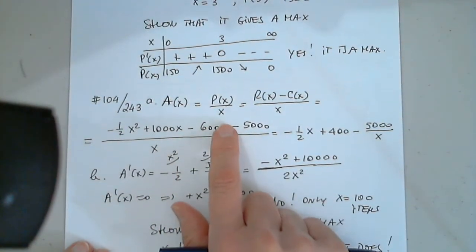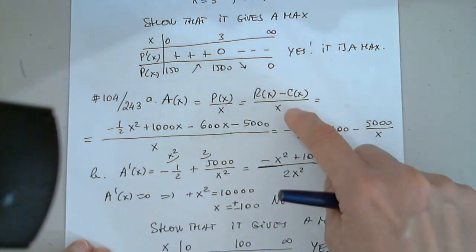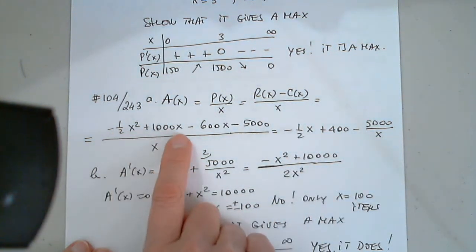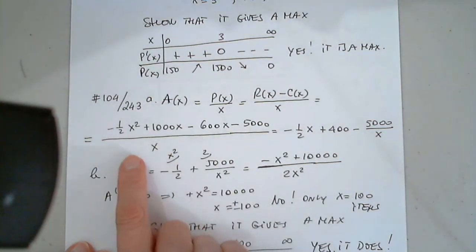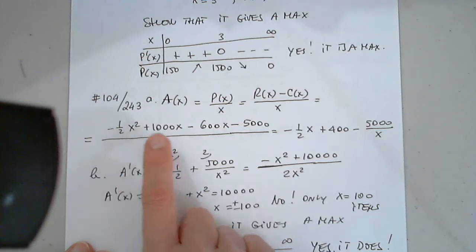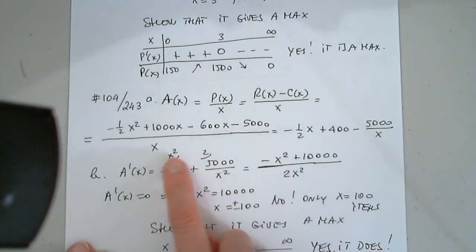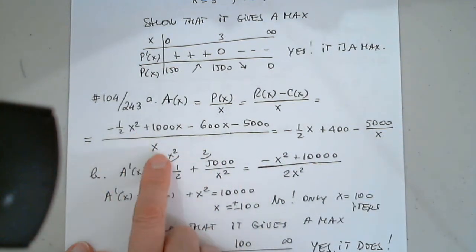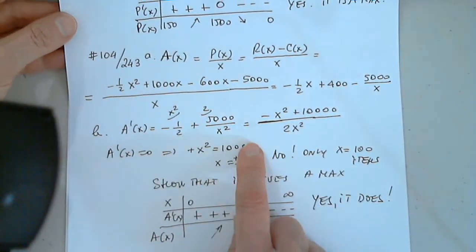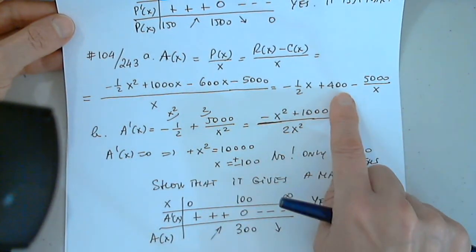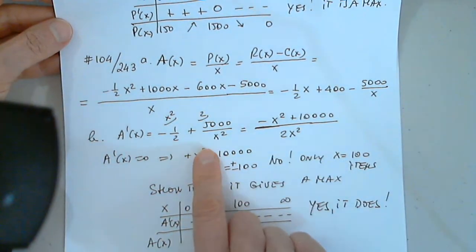The average profit, we had to determine it as P of x over x. Profit is revenue minus cost, divided by x. I copied the revenue. I subtracted each term in the cost, and then I divided by x each and every term. So this will be 400 divided by x, which is 400. This is -500 divided by x. And -1/2 x squared divided by x is -1/2 x. When I differentiate this, I get -1/2. This goes away. But now the derivative of -1 over x is +1 over x squared.